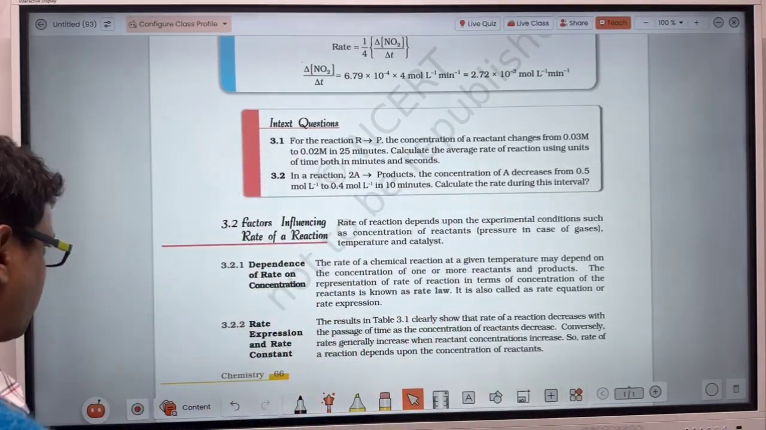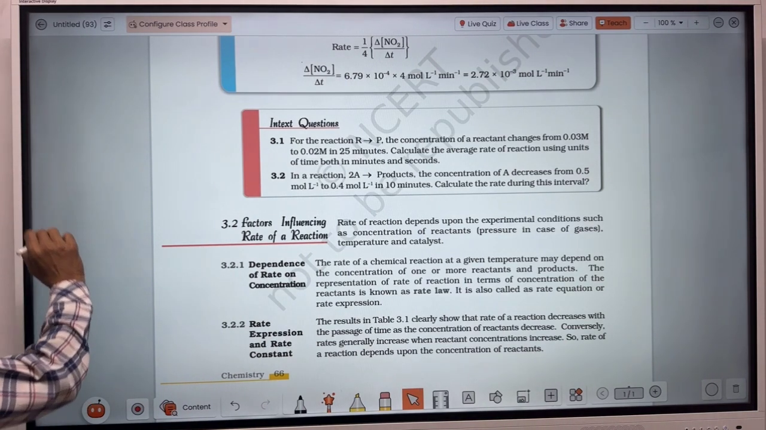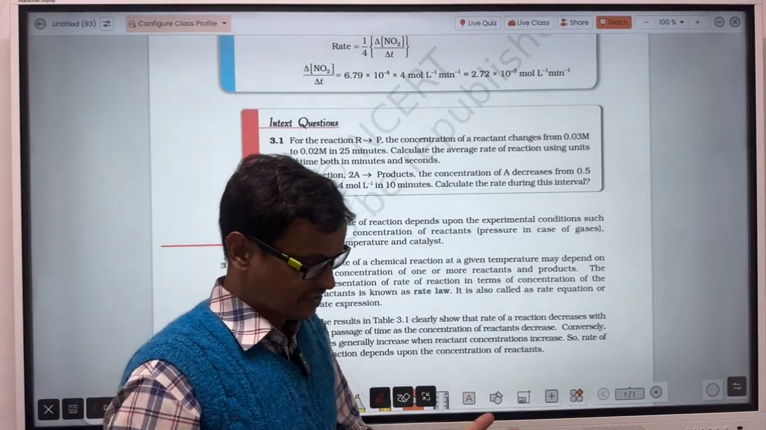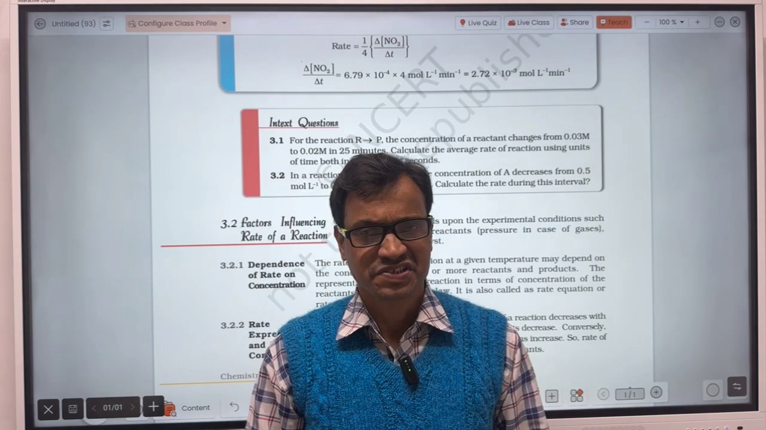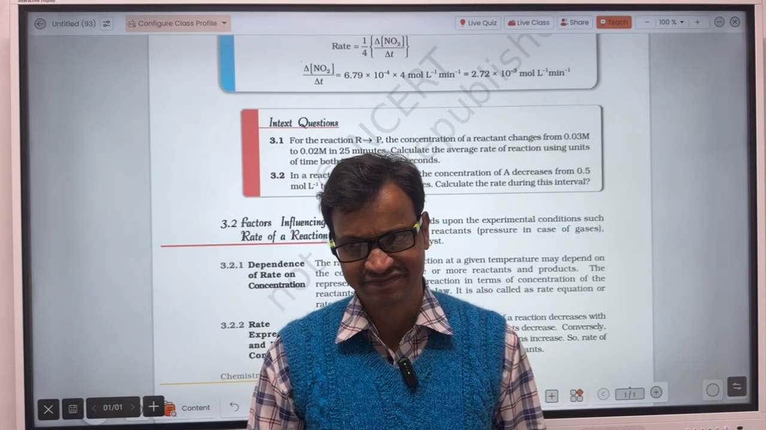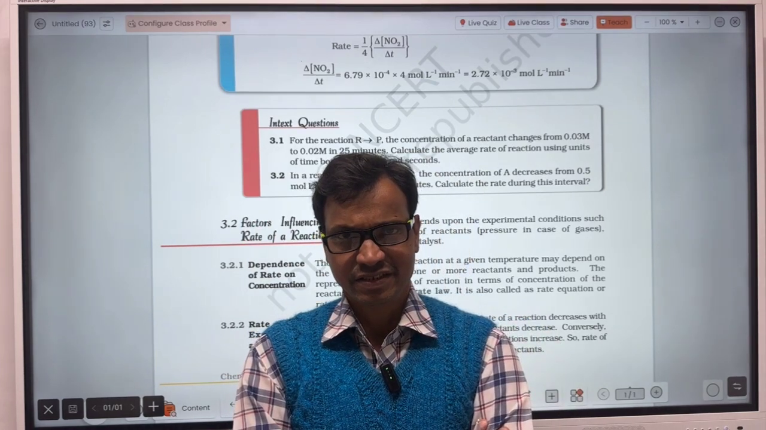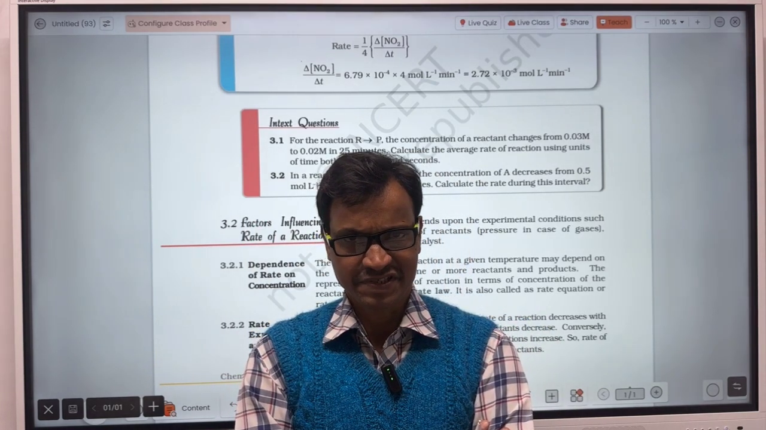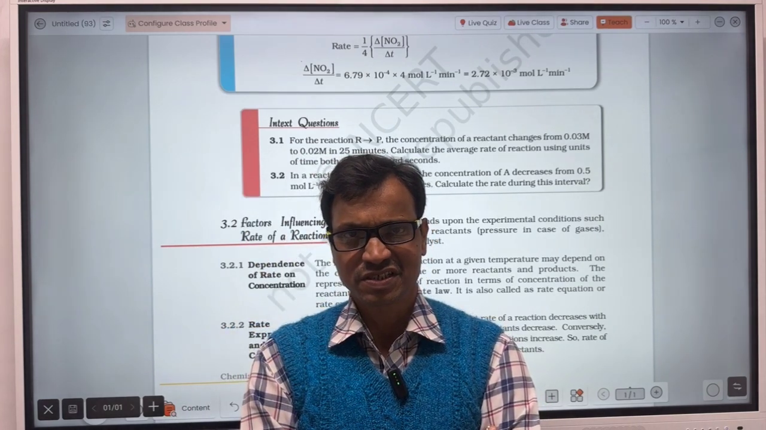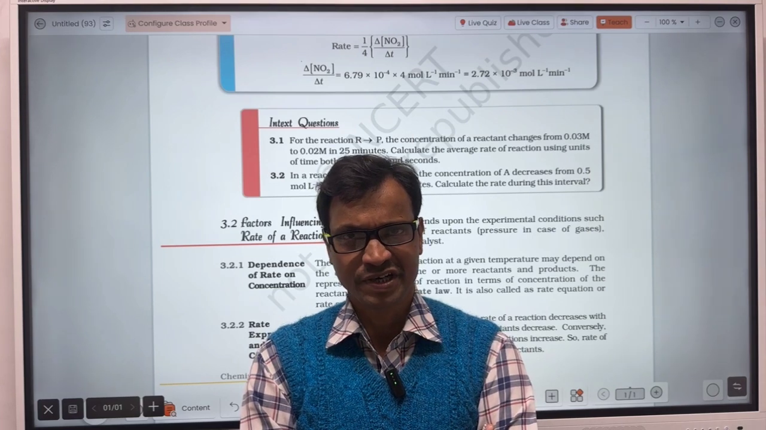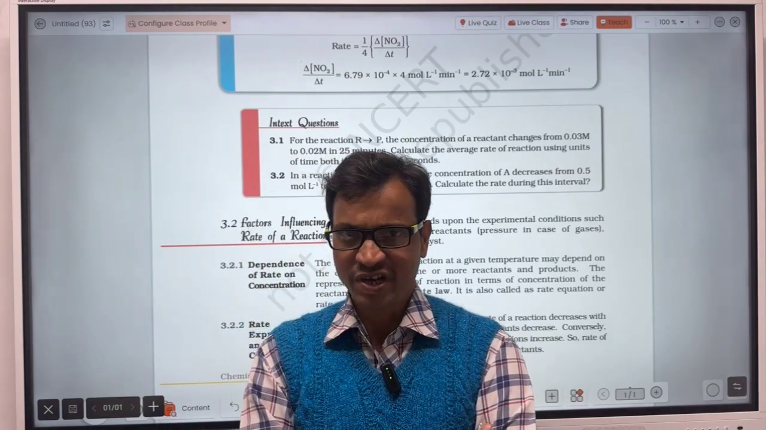Let's see here. The first one is dependence of rate on concentration. So what will be the change in the rate of reaction on changing the concentration of reactant? Actually, there will be a change in the rate of reaction according to the rate law expression. Okay, what is the rate law expression?